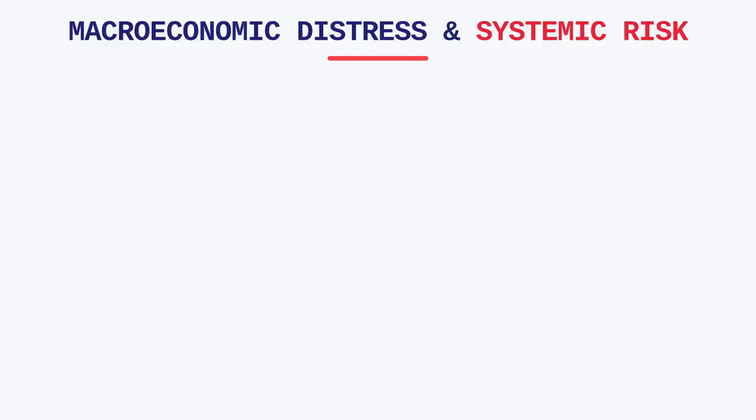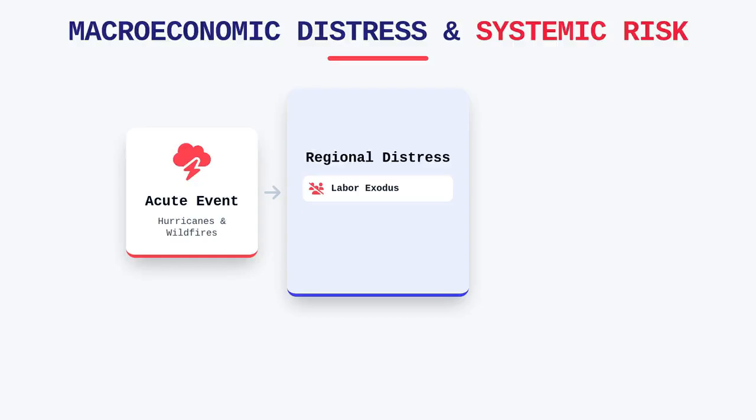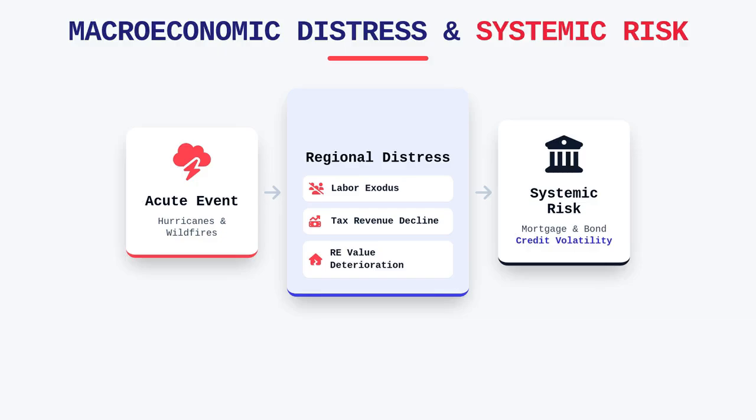Beyond the immediate ledger entries, localized macroeconomic distress often follows large-scale acute weather events, creating further systemic complications for institutional investors. A major hurricane or wildfire can lead to a local exodus of labor, a decline in tax revenue, and a broader deterioration of real estate values in the affected municipalities. Financial institutions exposed to regional mortgages or municipal bonds must assess how these disaster-driven externalities influence their credit risk assessments.